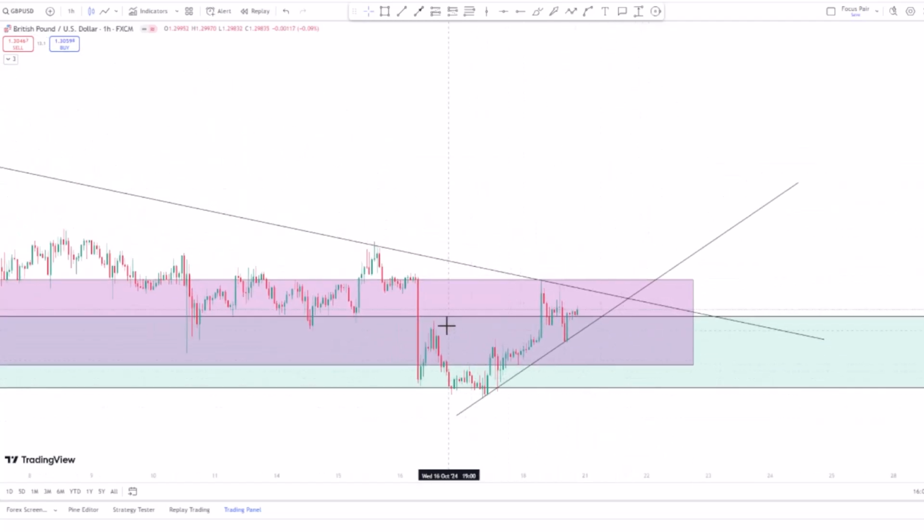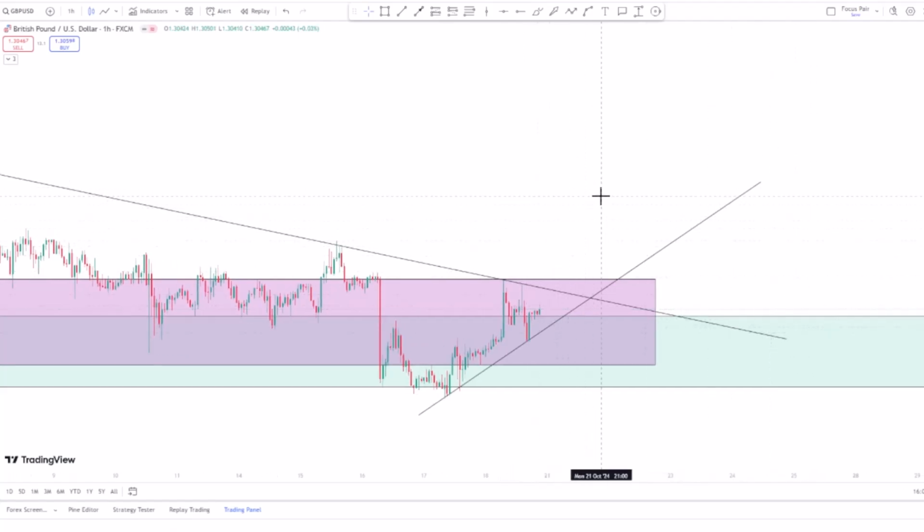But if these two levels here are going to be respected, the demand level on the 4-hour and the market structure on the daily time frame, now we're expecting this trend line here to be taken out. Then this trend line here could be the new trend for the bullish run. Then I'll be following the market from that point to the upside.